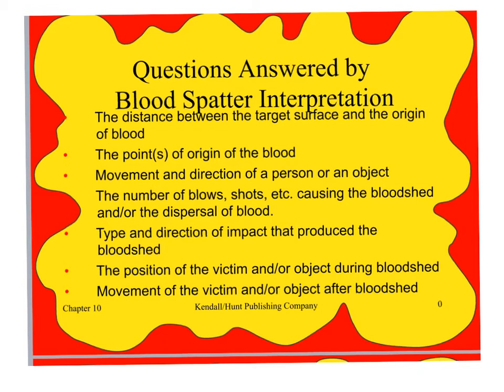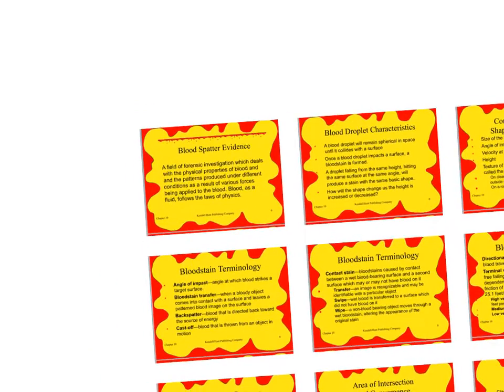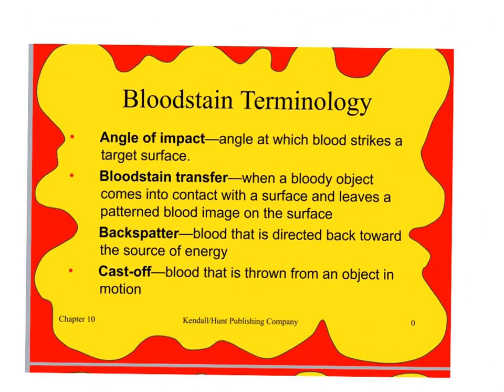Okay, the pattern is going to all be different. Okay, the position of the victim, and then whether or not the victim moved before or after the actual violent crime. Okay. Some of the different terminologies that you guys need to know is your angle of impact, which would be your angle at which the blood strikes your target surface. If there is a blood-stain transfer, when bloody objects come into contact with surfaces and leave those bloodied images on the surface. If there's any back spatter, that's blood that is directed back towards the source of energy.